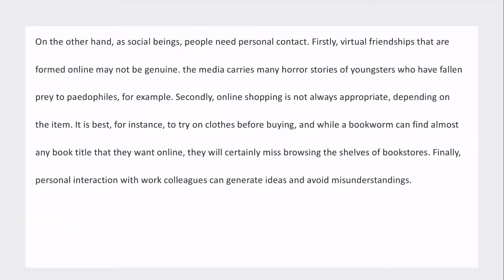Okay. On the other hand, as social beings, people need personal contact. Firstly, virtual friendships that are formed online may not be genuine.